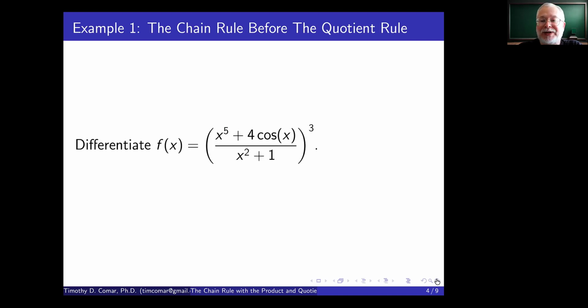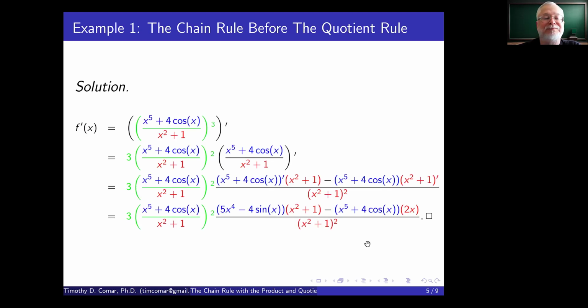The first example we're going to look at is the following. We're going to compute the derivative of this function f here, which is x to the fifth plus 4 cosine x over x squared plus 1, all raised to the third. In this particular example, our outermost function is that cubing function. And then there's a quotient inside that cubing function. So the way we're going to approach this is we're first going to use the chain rule, and then the derivative of this inside part will require a quotient rule. Let's see how it looks.